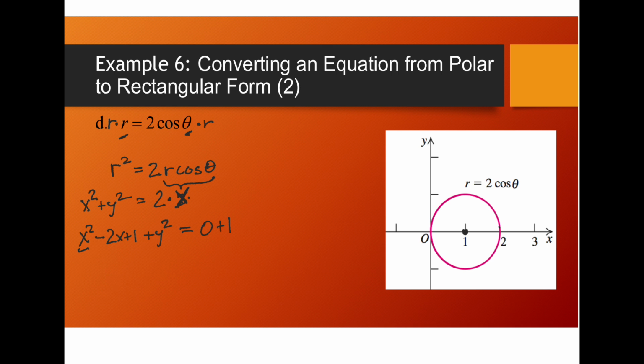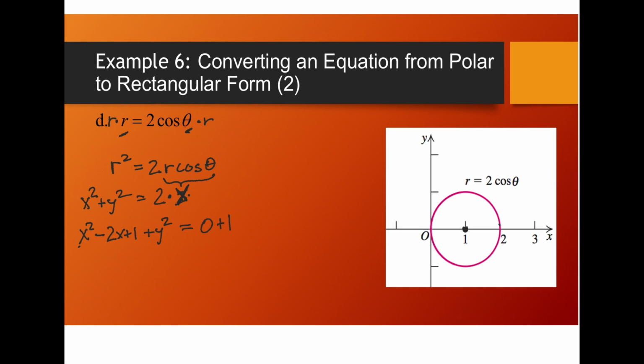Which can be factored. This would factor to x minus 1 squared. Then we have plus y squared equaling 1. This is fitting into my x squared plus y squared equal to r squared. My r is the square root of 1, which is 1. You can see that's the radius that we have, 1 to 0 and 1 to 2. That's a distance of 1. So that's my radius.